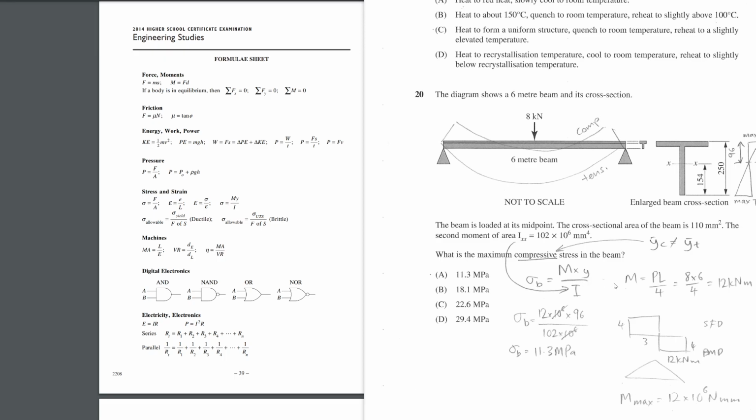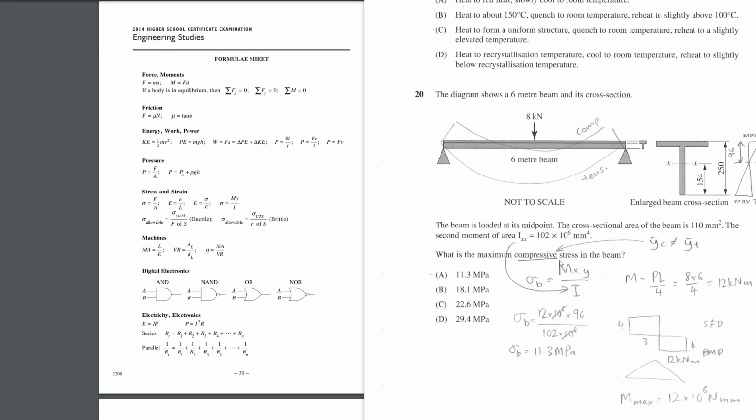Someone who wrote this paper really wanted to be smart, and they wanted to show that they went to uni and that they knew things, and they wanted to see whether or not students understood that there's a difference between the distance to the compressive fiber and the tensile fiber. So we're using this distance here. This is the distance from the neutral axis to the extreme compressive fiber. So we've got that value.